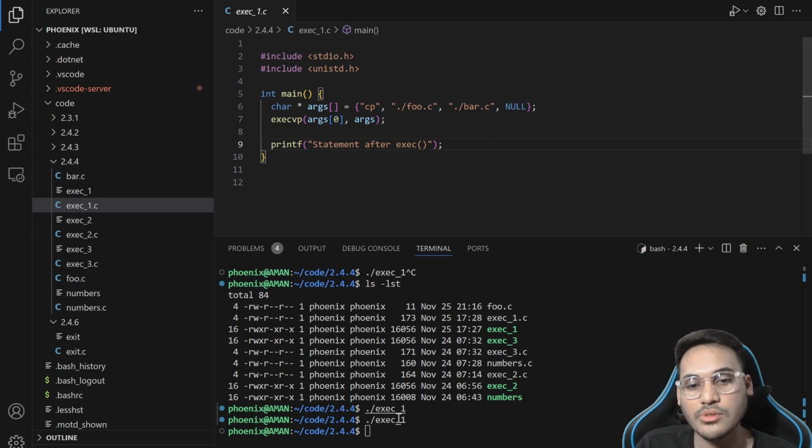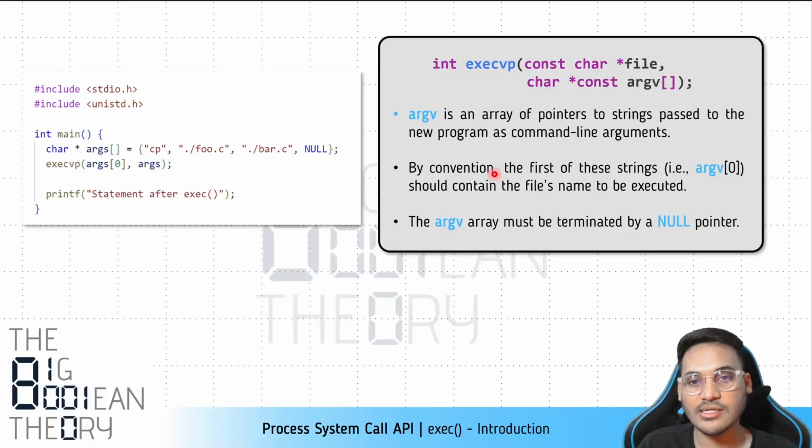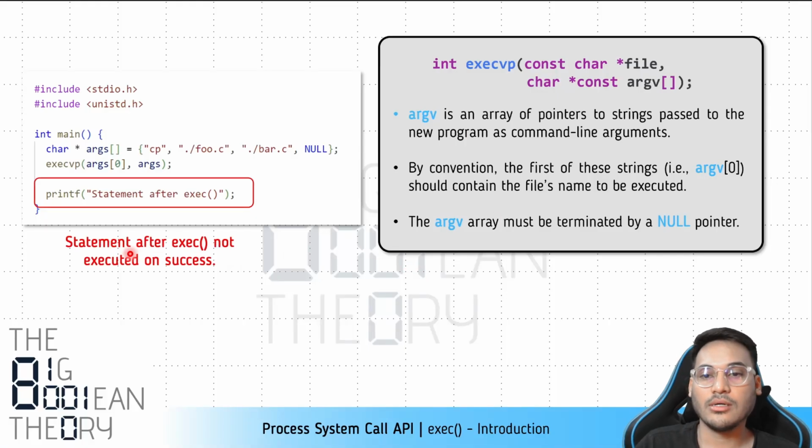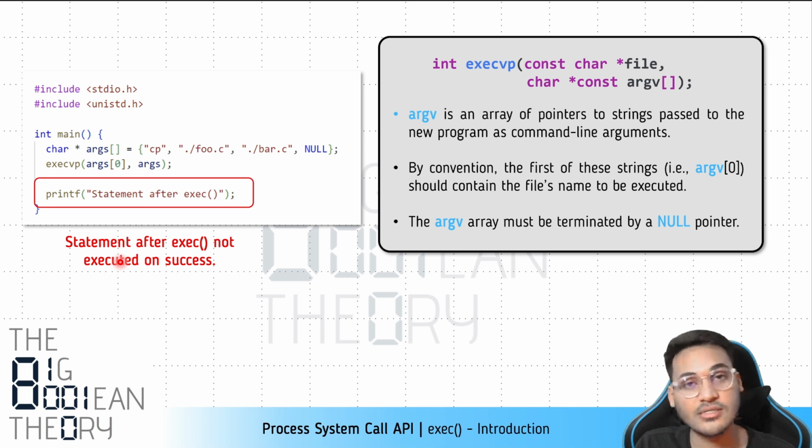And as you can see, this printf statement is not printed, because as we know, when the exec system call is successful, it does not return. So anything after this will not be executed, since this is a successful call to exec. That is another important point: when the exec call is successful, anything after the exec will not be executed.